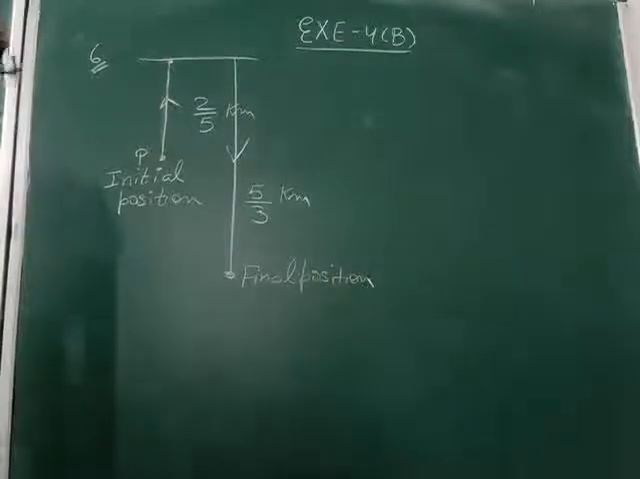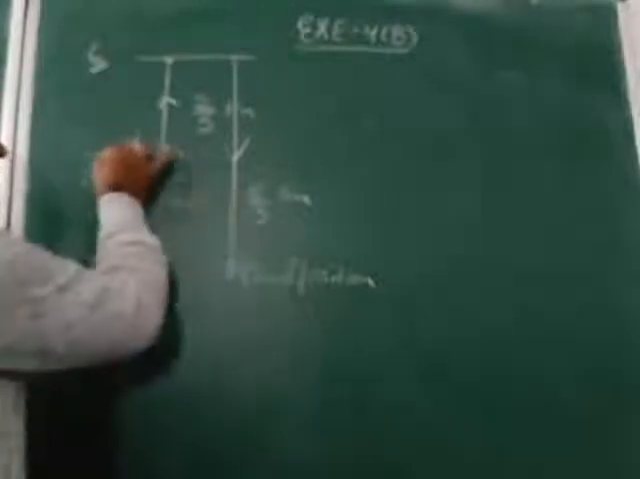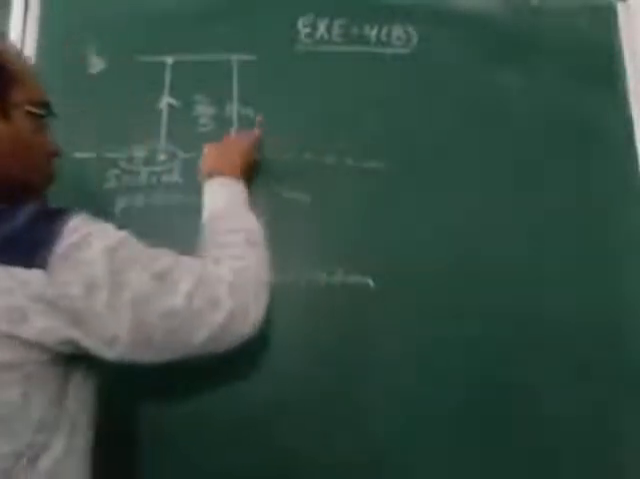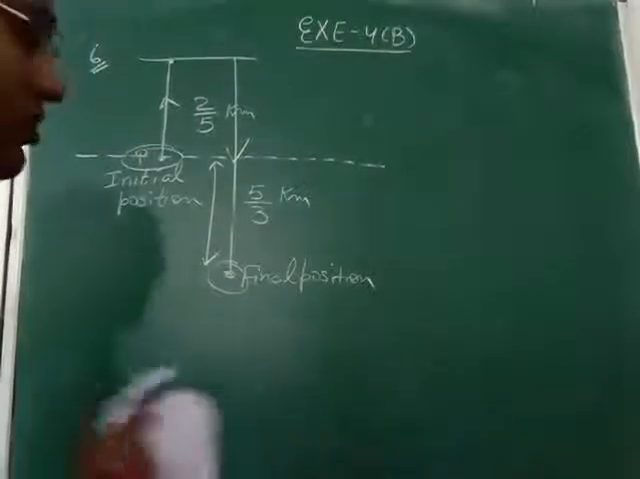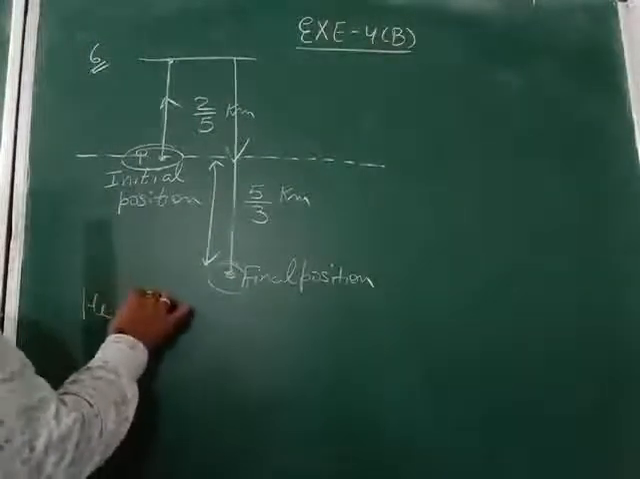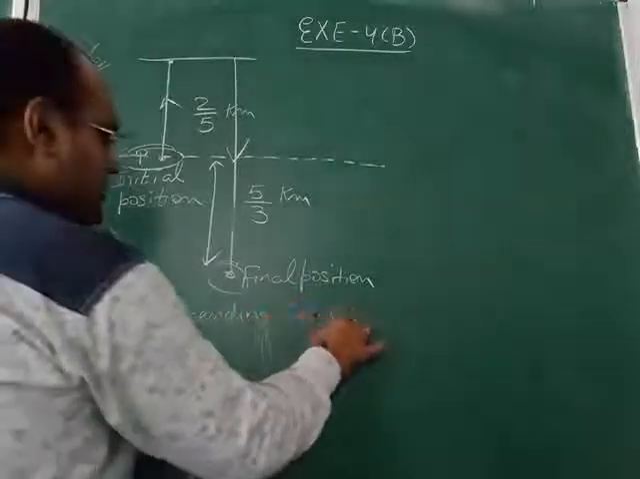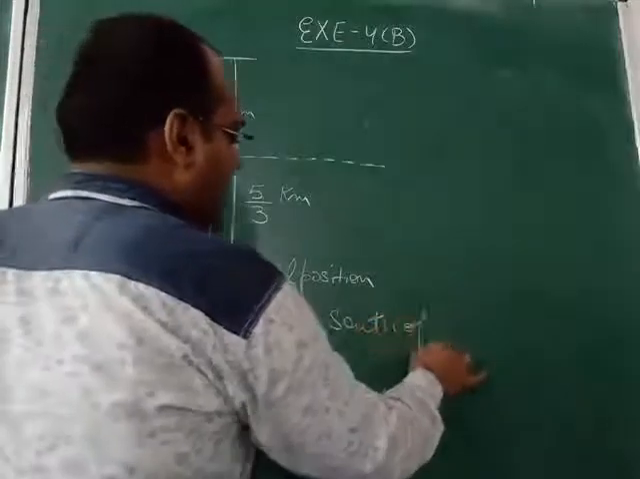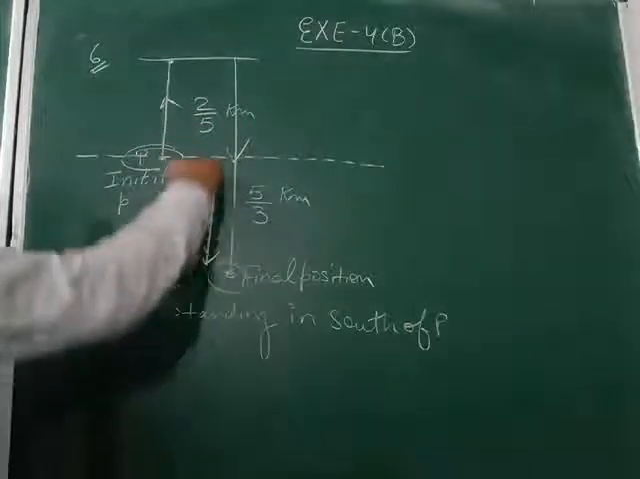He started his journey from this place P. Now he is standing at this point. So we have to find the distance between these two positions. In order to find this distance, we have to subtract. In the question it is written, what is his position from P now? So you will write, he is standing in the south direction of P. Why am I writing south of P? Because this is P and now he is standing downside.